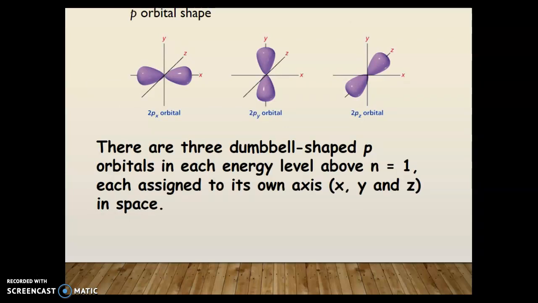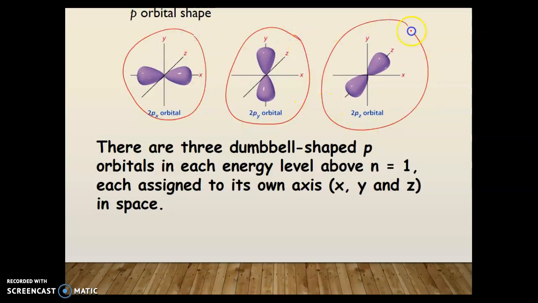Here is the p subshell. Notice that I have 3 orbitals within my p subshell. 1, 2, 3. They actually all stack on top of each other. They're not separate like this. So my p subshell has 3 orbitals. Each orbital contains 2 electrons, right, so I have 3 orbitals for 6 electrons total. Okay, it is dumbbell shaped. That's the language that I want you to use, is dumbbell shaped.